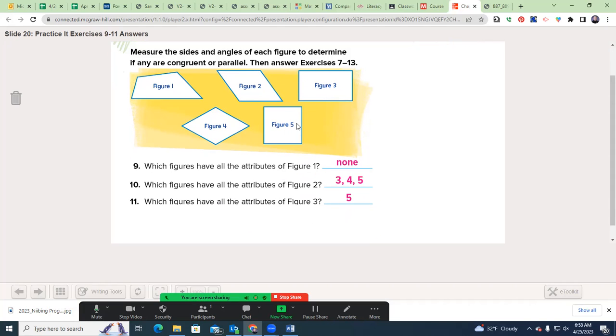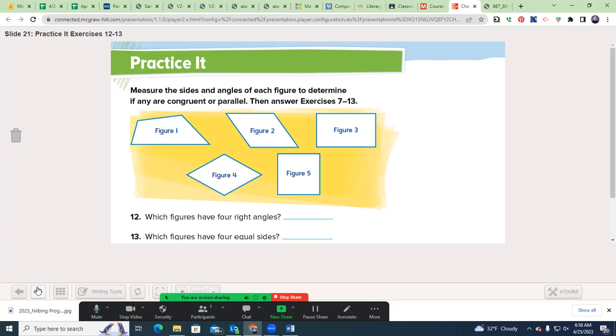So 3 and 5 are similar. 90-degree angle, 90-degree angle, opposite sides congruent. These two do not have 90-degree angles. That's why 2 and 4 are a little separate. Let's go ahead and write those in if you need to pause the video. Otherwise, let's bounce to here.